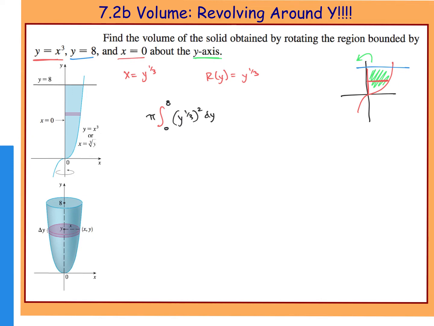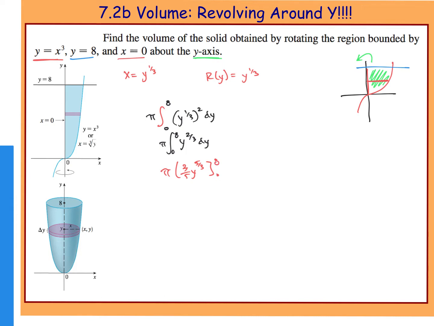So let's do a little bit of math. Y to the 1/3 squared is really y to the 2/3. And I'm going to go from 0 to 8 with a pi chilling. So now let's anti-derive it. I got a pi out front. And then now I have a y to the what? Add a power. What are we at? 5/3. And then we multiply by 3/5. And I'm going to go from 0 to 8.